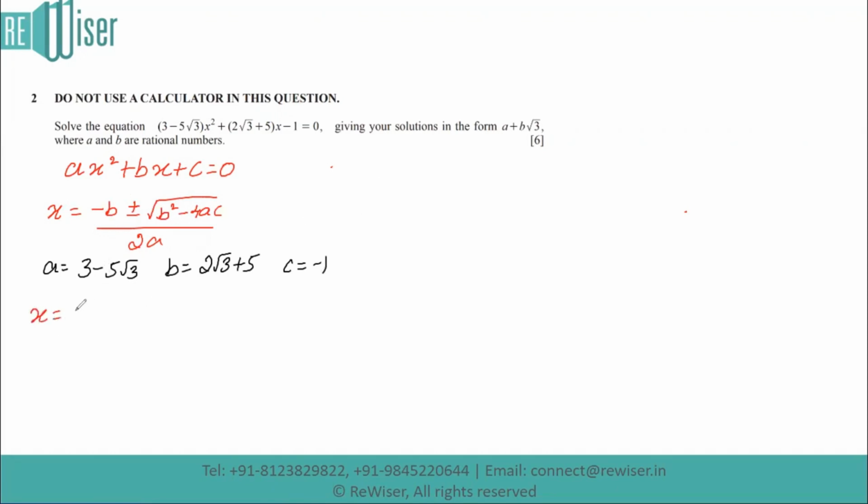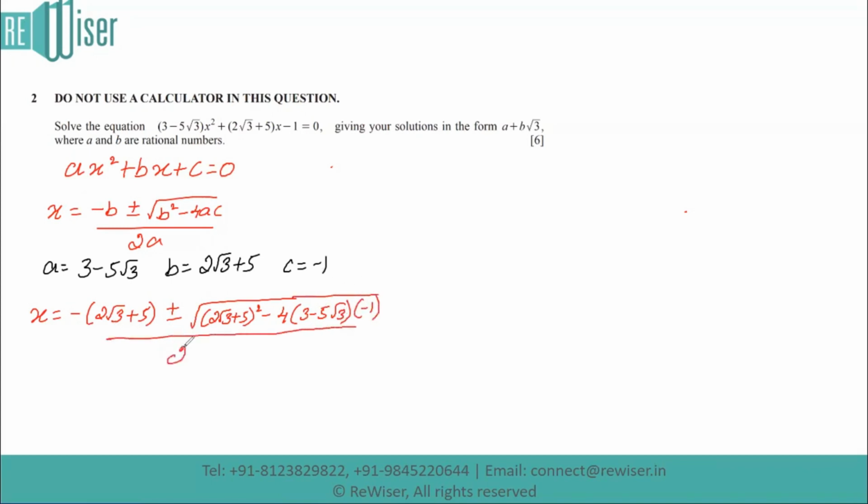So x is equal to −b, which means −(2√3 + 5), plus or minus the square root of b², that's (2√3 + 5)², minus 4 times a, where a is 3 − 5√3, times c, which is −1. And the entire thing is divided by 2 times a, which is 3 − 5√3. And we have to simplify this.